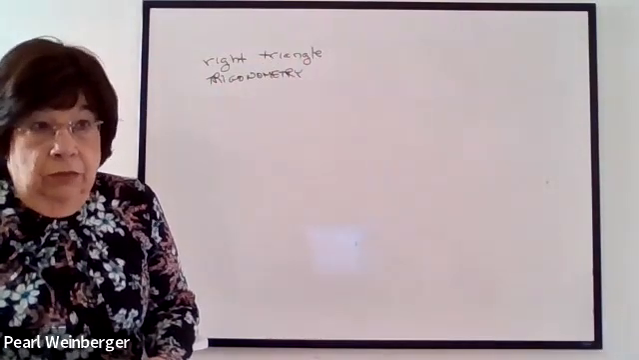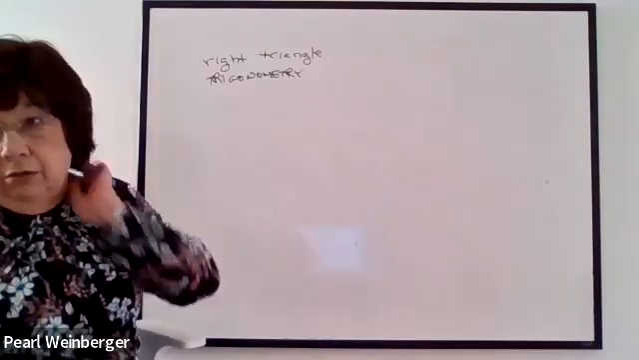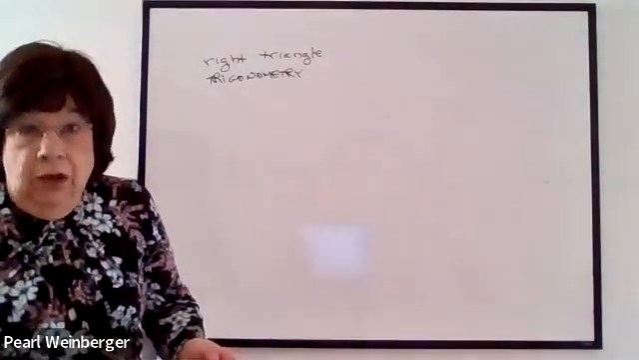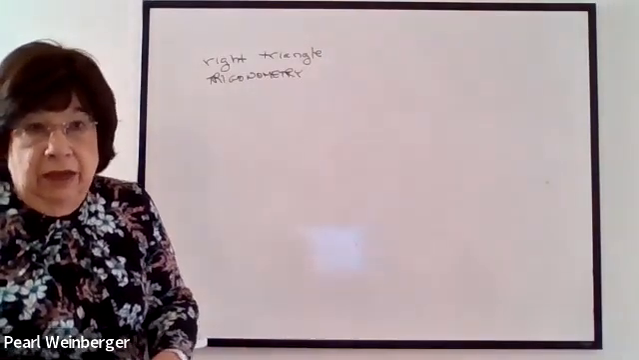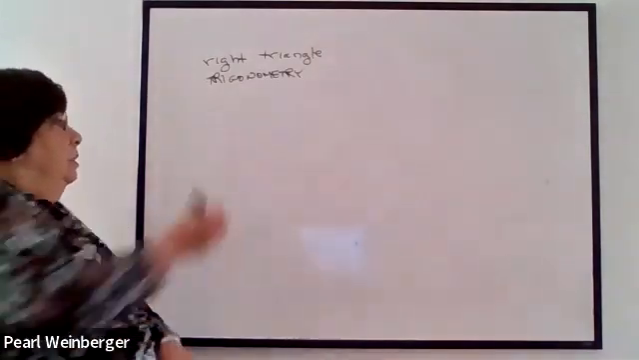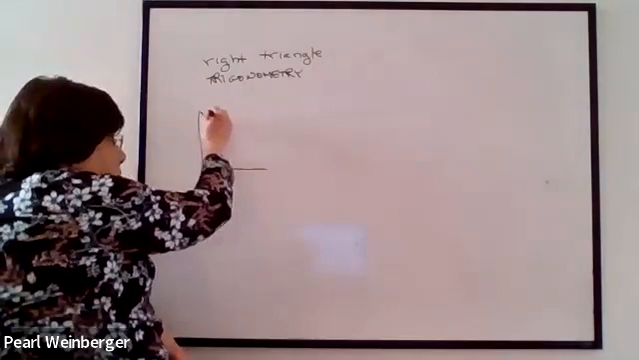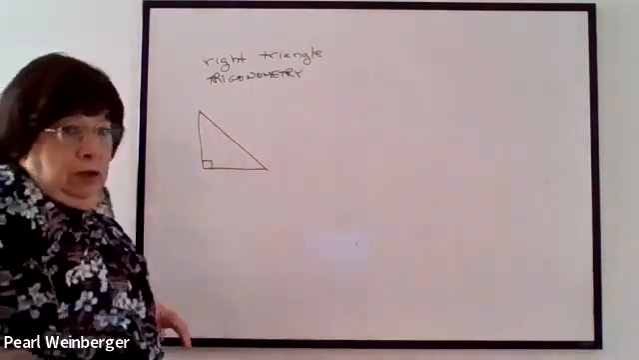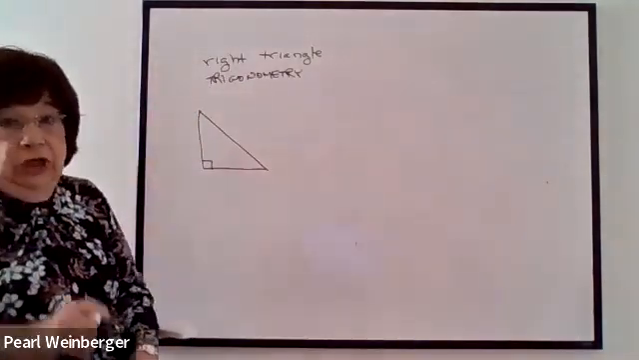As in every triangle, it has three sides and it also has three angles. One of the angles has to be a right angle, a 90-degree angle. It's the type of triangle where you get a square corner. A right angle makes an L shape.